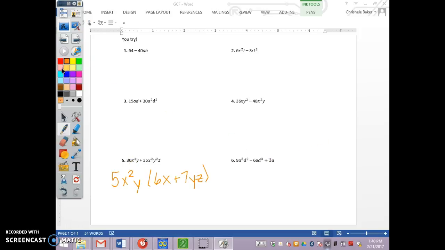In a trinomial, 3 terms, so 9, 6, and 3, what do they share? A 3. All of them have an a, and that's it. So 9 divided by 3 is 3. I'm left with a squared d squared. 6 divided by 3 is 2. I took out the a. I'm left with the 3 d's. And then 3a, take out 3a. I'm left with 1.